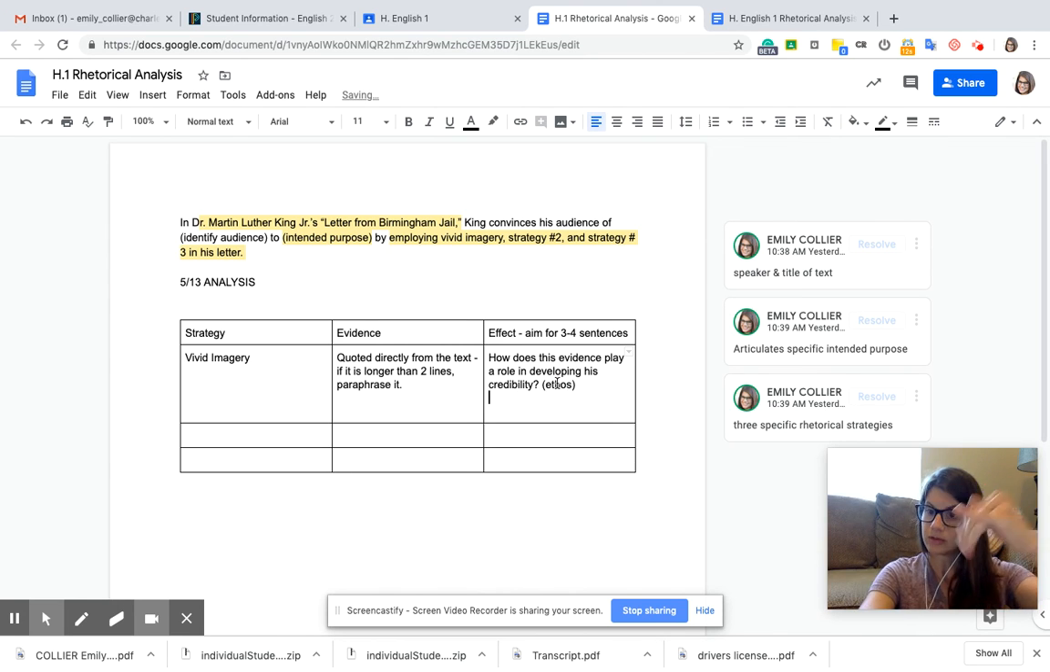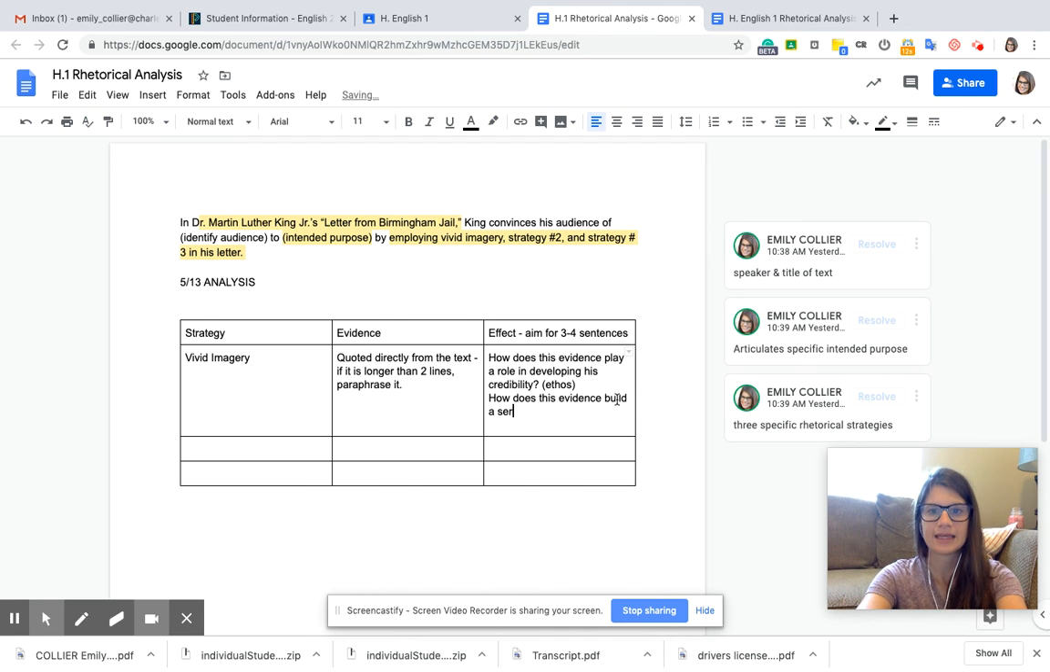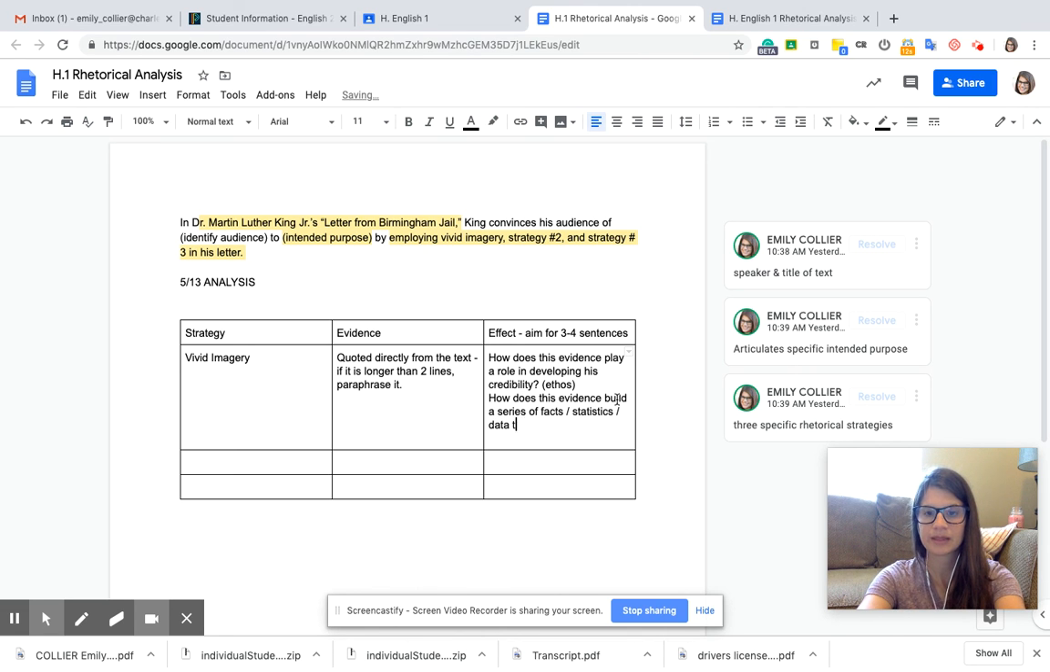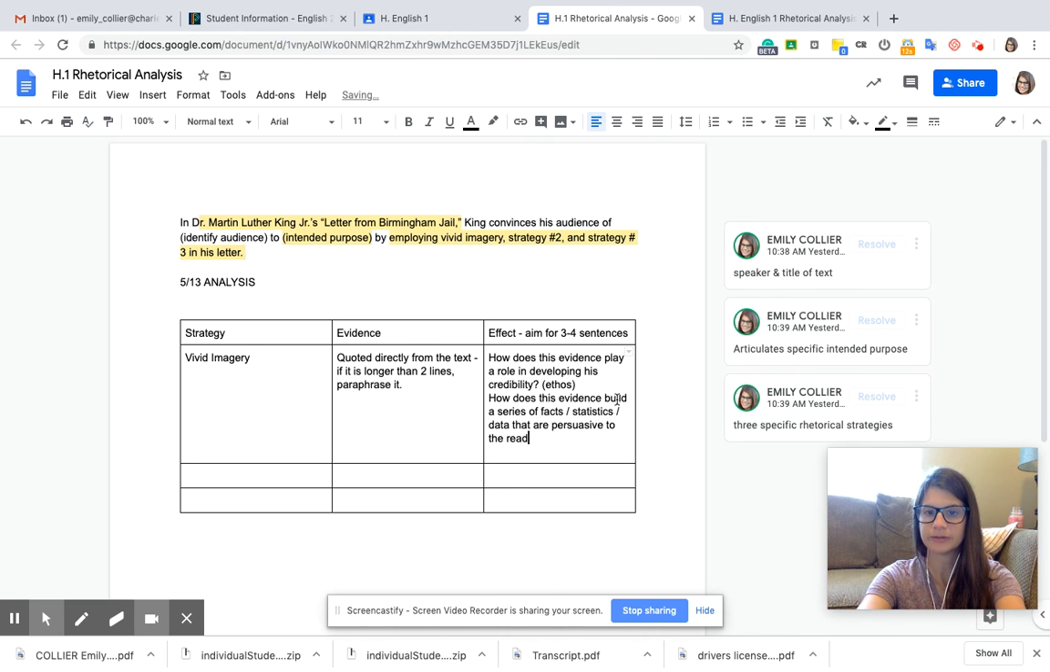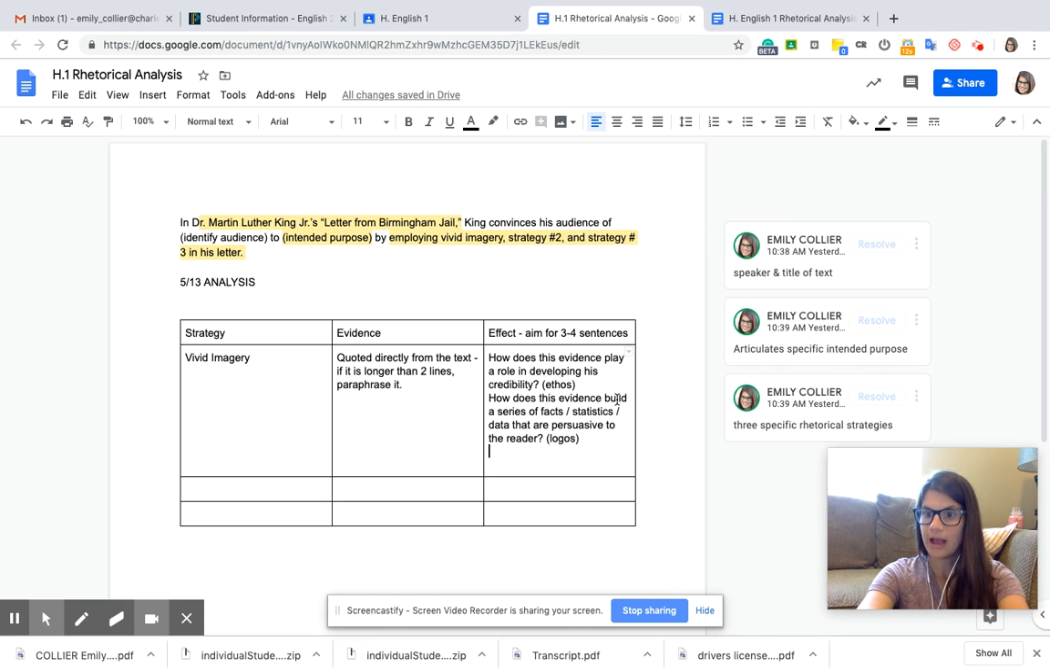Then we've got logos, logic and reasoning. How does this evidence build another misspelled word? I guess I already have summer brain. How does this evidence build a series of facts, statistics, or data that are persuasive to the reader? Logos. Or our final one, after ethos and logos, is pathos.